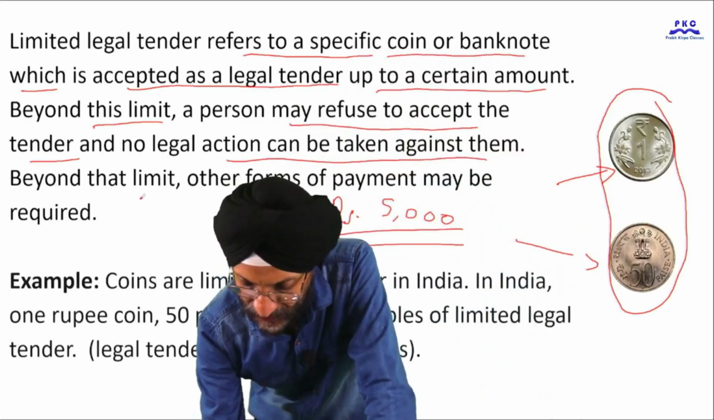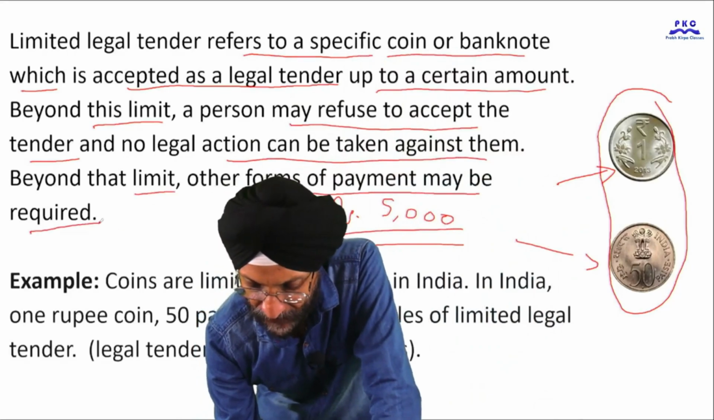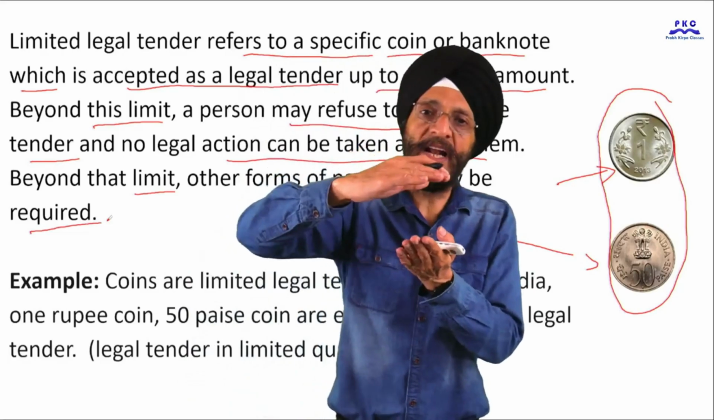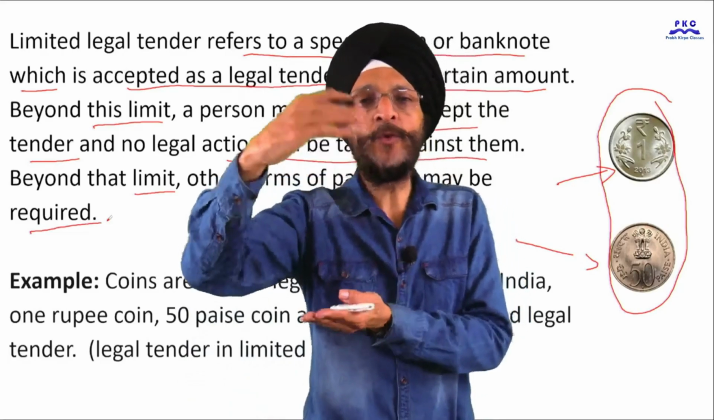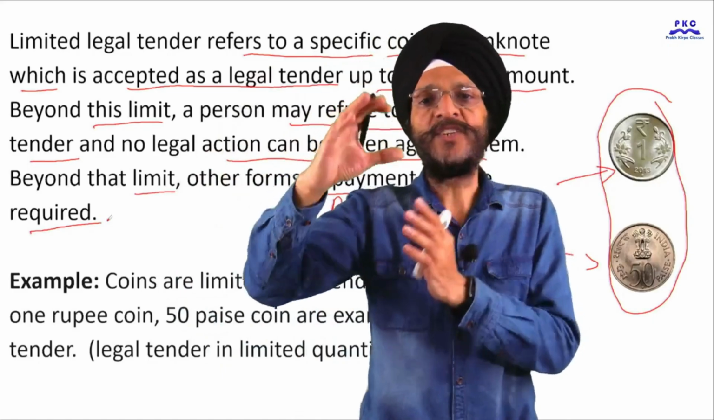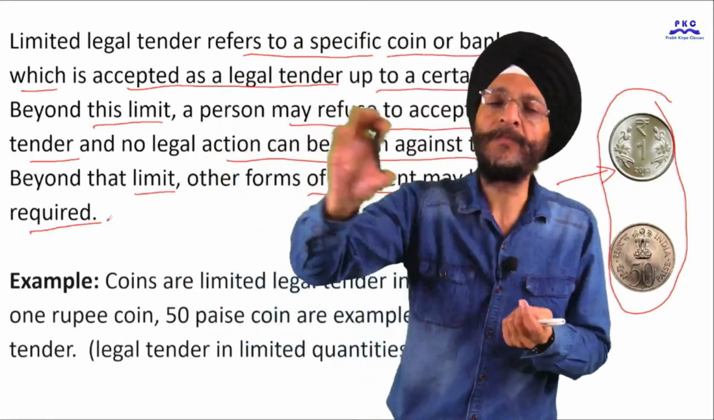Beyond that limit, other forms of payment may be required. That is, beyond that limit, you may have to make the payment by currency notes of higher value denomination or through internet banking.